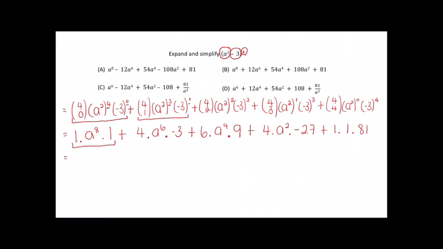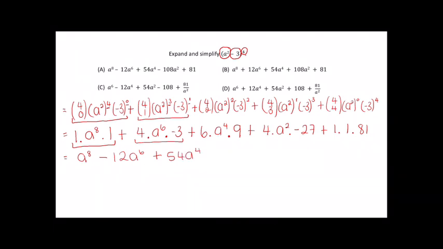So 1 times a to the power of 8 is just a to the power of 8. We've got a positive 4 and a negative 3, multiply them together gives you negative 12, and a to the power of 6. Plus, next part, I've got 6 and a 9. Multiply them together gives you 54, a to the power of 4.